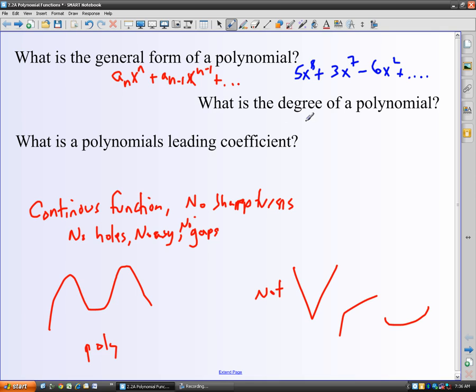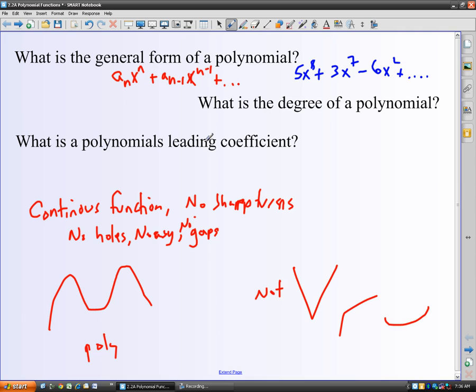What is the degree of a polynomial function? The degree of the polynomial function is always the n value, the highest power. So for example, in my previous one, 8 would be the degree in the blue one. In the other one, n would be the degree.